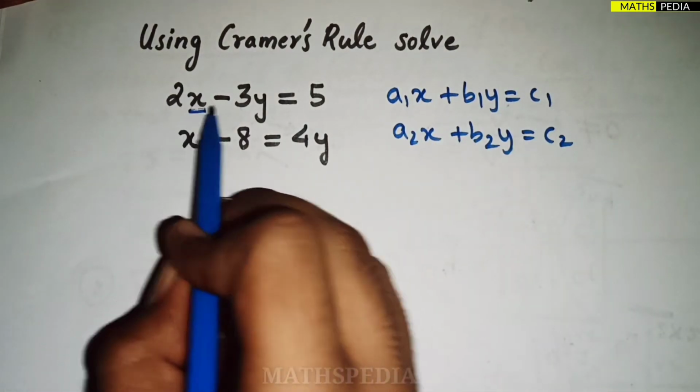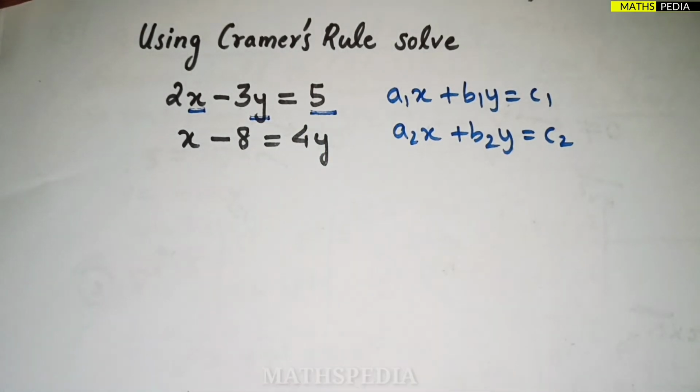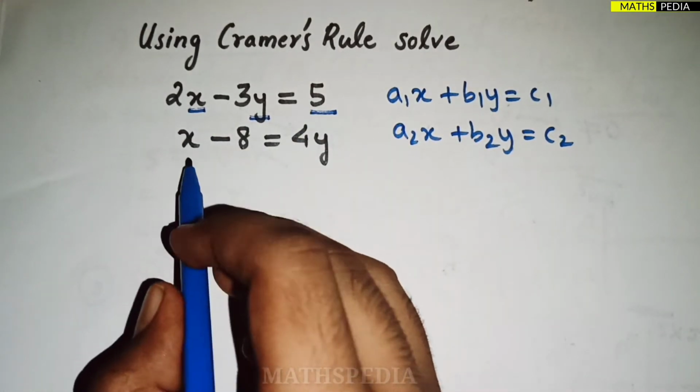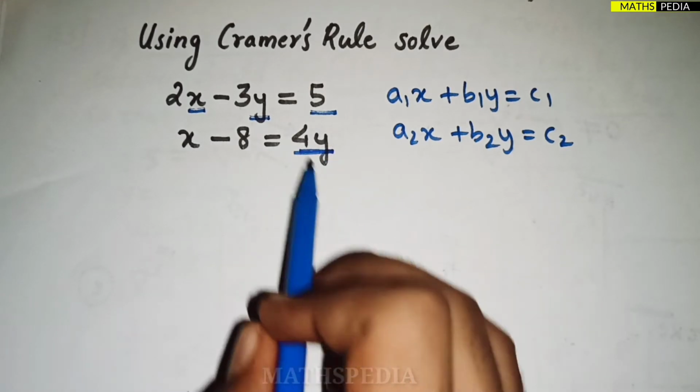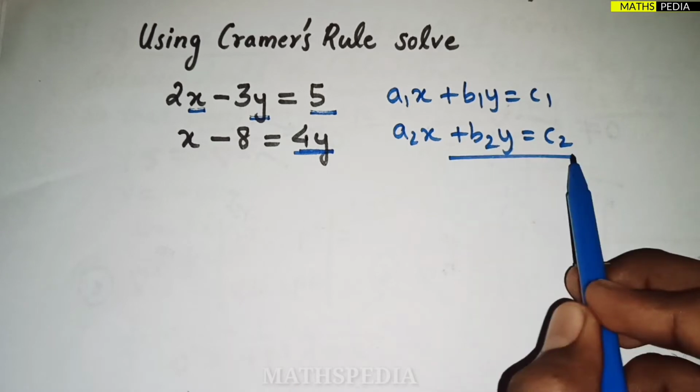As you can see here, x is there, y is there, and the constant term. The first equation is correct. This is the linear equation. In the second equation, if you see here, the 4y value is on the right hand side. It should be on the left hand side as per the standard equation.